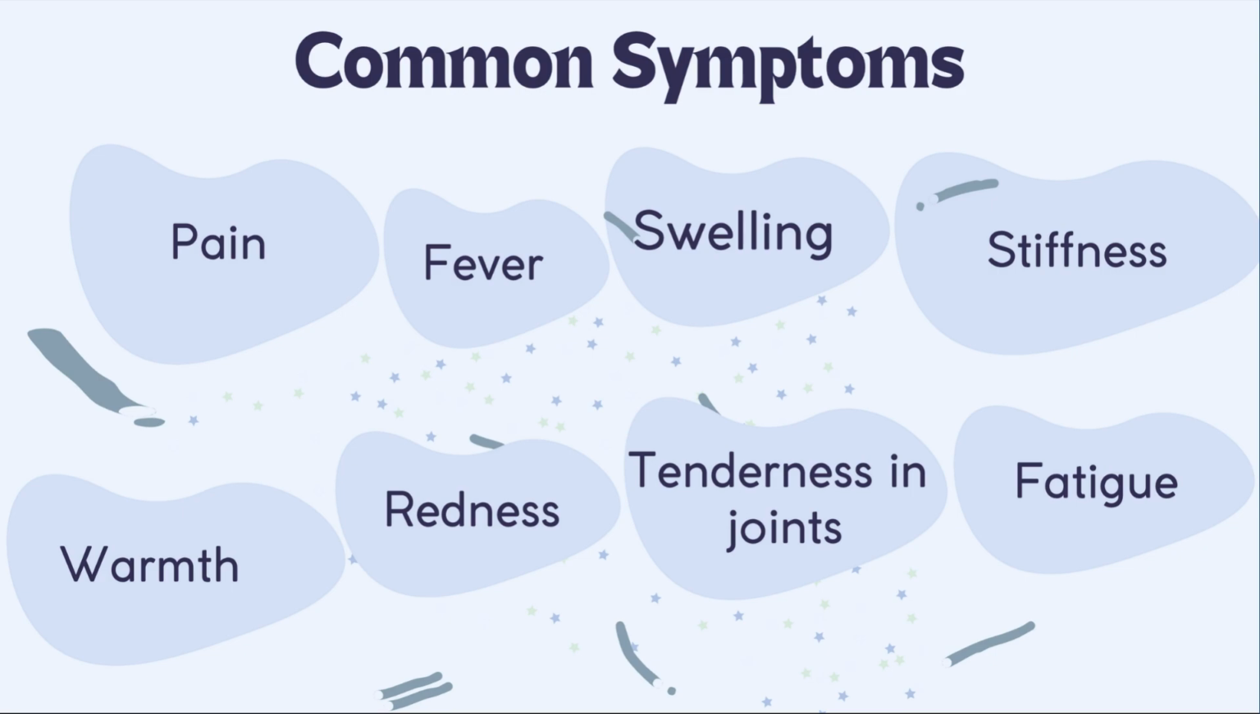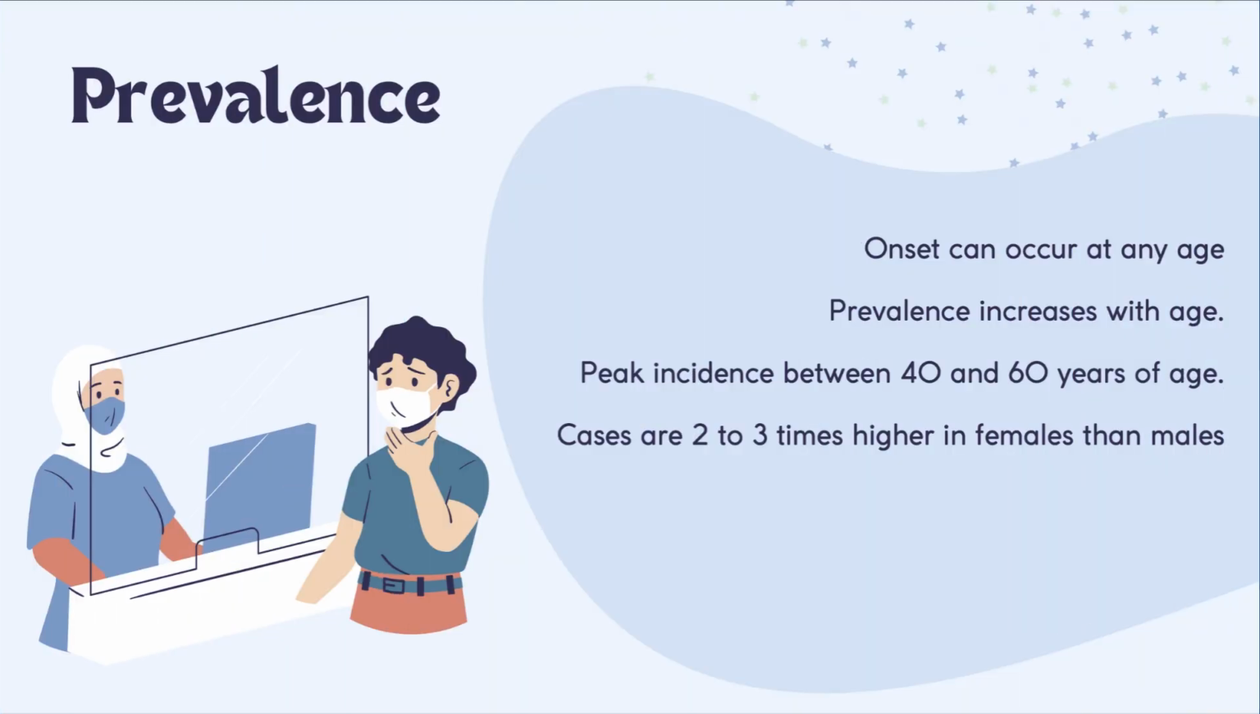There is also warmth and redness, which is due to the rheumatoid arthritis becoming inflamed, causing the joints to swell and become hot and tender to touch. Lastly is fatigue, which is due to lack of sleep or sleep disturbance that a person experiences at night due to pain. Prevalence. The onset can occur at any age.